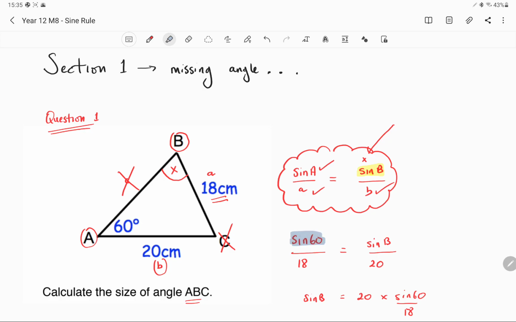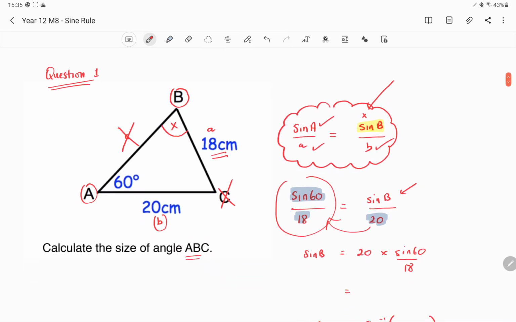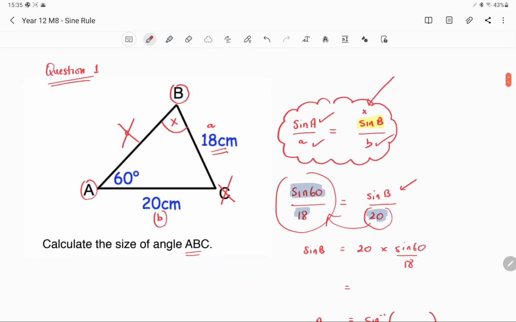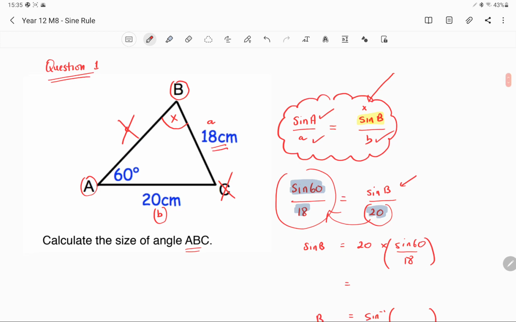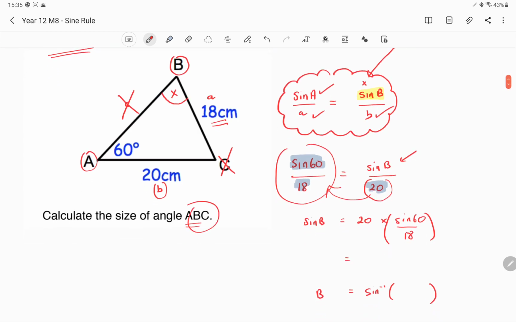Sine of A is sine of 60 divided by A, which is 18, is equal to sine of B, which we don't know, divided by B, which is 20. So because this is the unknown, all we have to do is calculate this and multiply it by 20, and that will give us sine of B. So that's what I've done in the next line. I've just taken this 20 across and I'm going to multiply it by whatever sine of 60 divided by 18 is, and that will give us sine of the angle B. But of course we want the angle B, which is ABC, so we do the inverse sine of this answer.